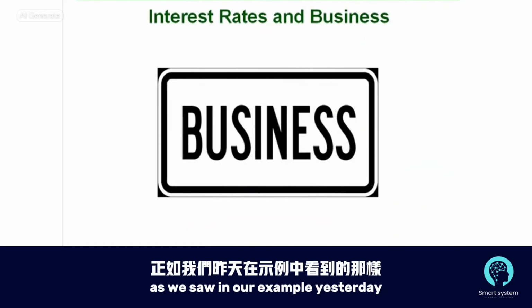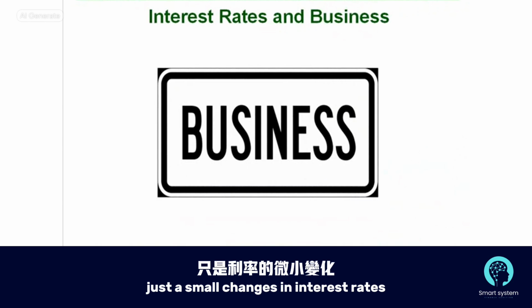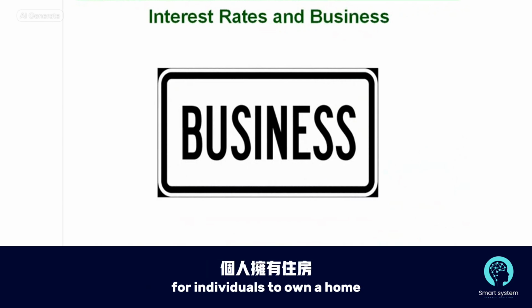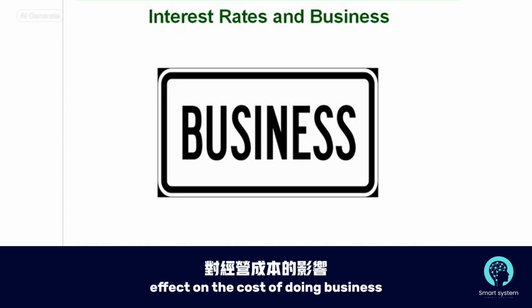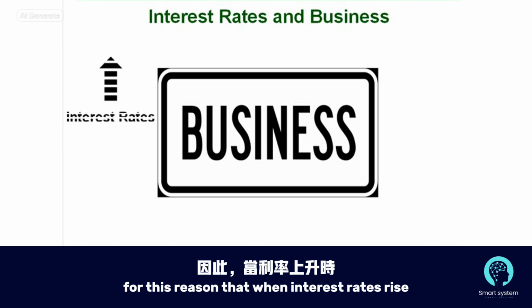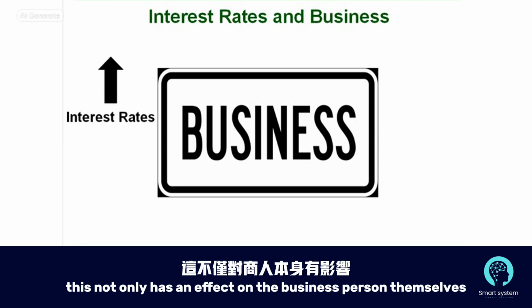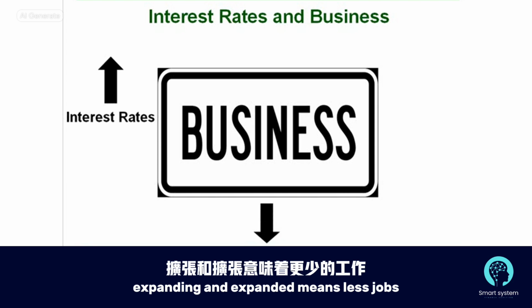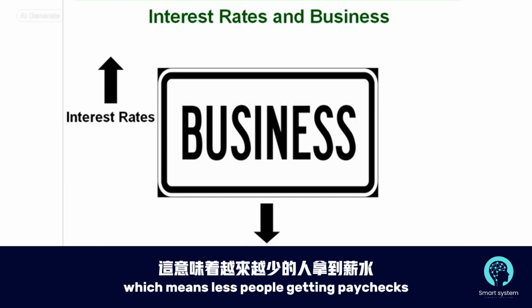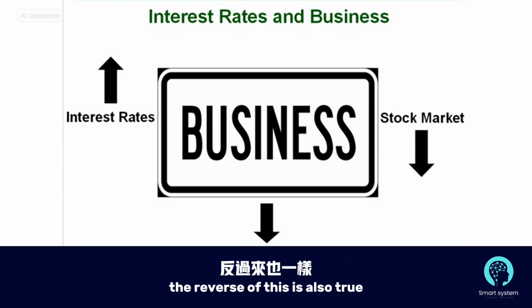So let's get started. As we saw in our example yesterday, small movements in interest rates can have dramatic effects on the economy. Small changes in interest rates can dramatically increase the cost for individuals to own a home or borrow money to purchase other goods. They can also have a dramatic effect on the cost of doing business. For this reason, when interest rates rise, making borrowed money more costly, people will also be less likely to start or expand a business. This not only has an effect on the business person themselves, but filters throughout the entire economy, as fewer businesses being started and expanded means fewer jobs, which means fewer people getting paychecks, which means people spending less money, and so on. The reverse of this is also true.